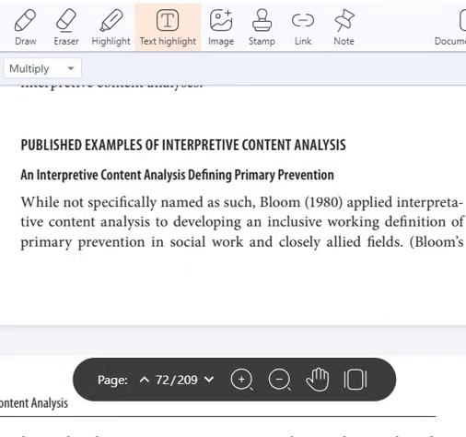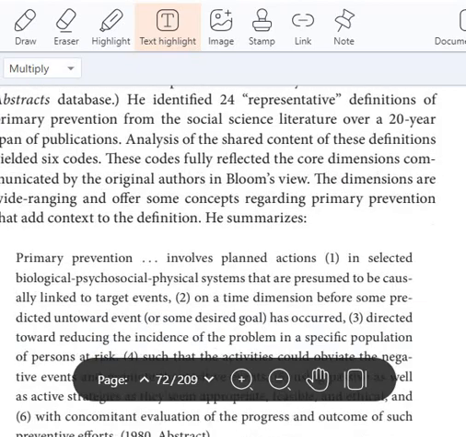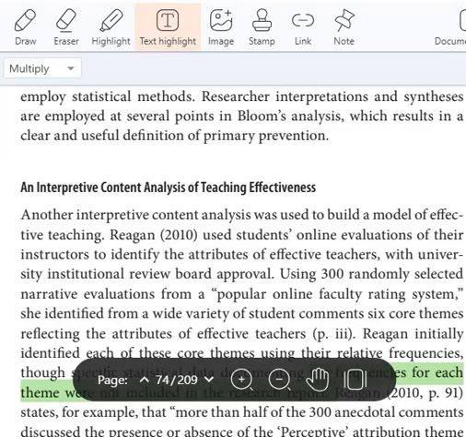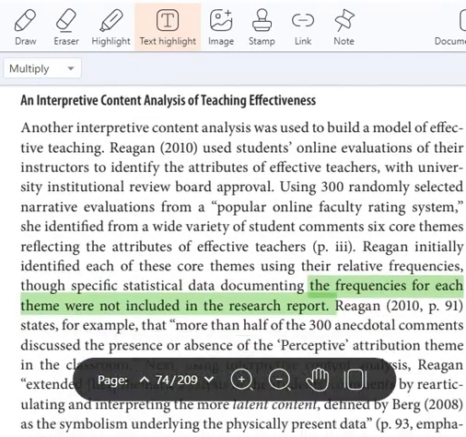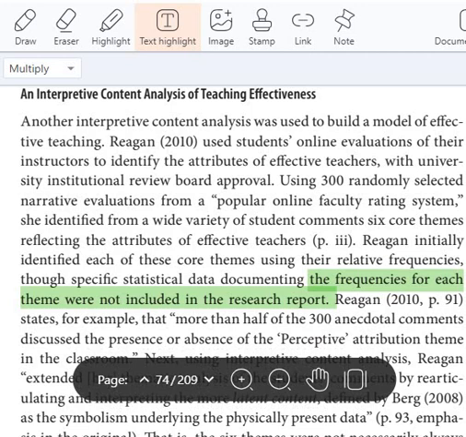Published examples of interpretive content analysis include defining primary prevention. I will leave this and jump to the second example, which is an interpretive content analysis of Reagan. I will talk about Reagan, so I will go to this example on interpretive content analysis.